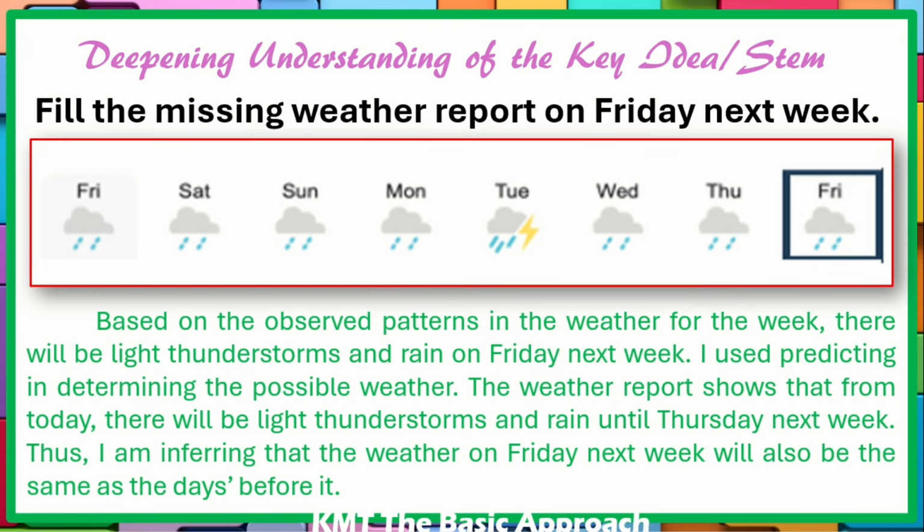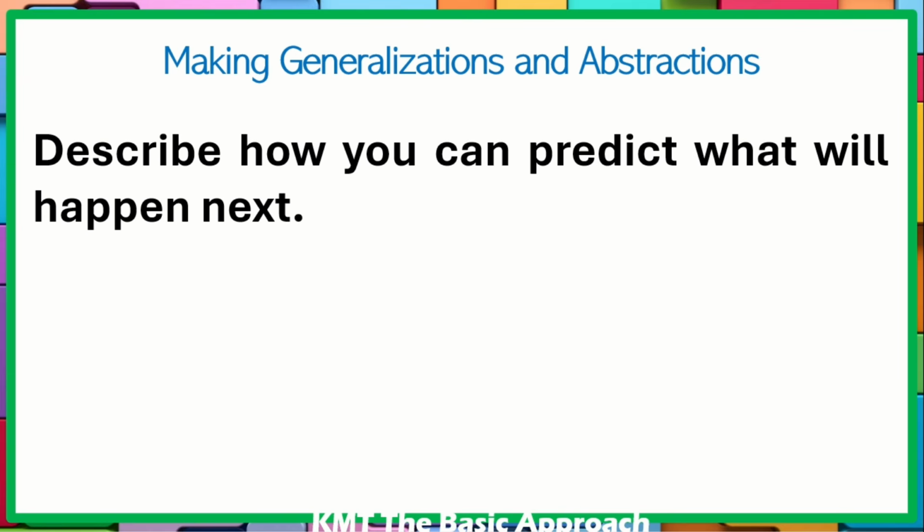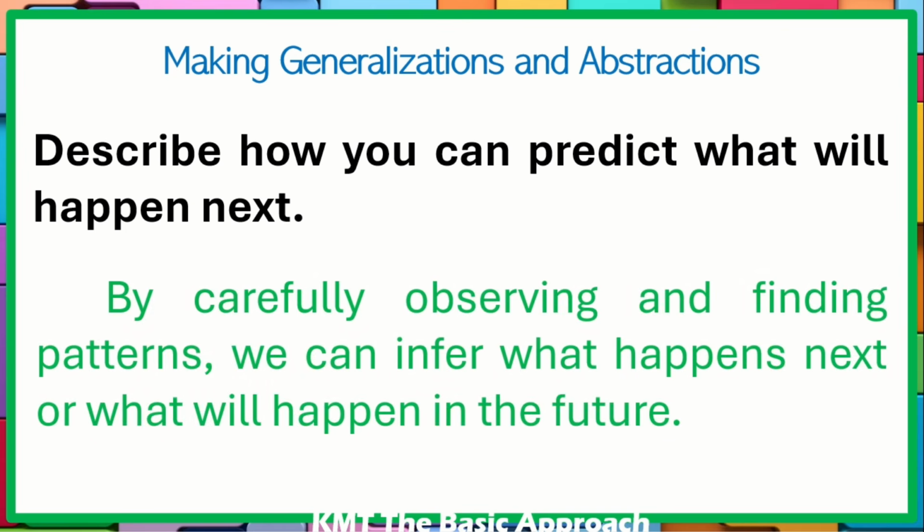The weather report shows that from today, there will be light thunderstorms and rain until Thursday next week. Thus, I am inferring that the weather on Friday next week will also be the same as the days before it. Describe how you can predict what will happen next. Good job! By carefully observing and finding patterns, we can infer what happens next or what will happen in the future.